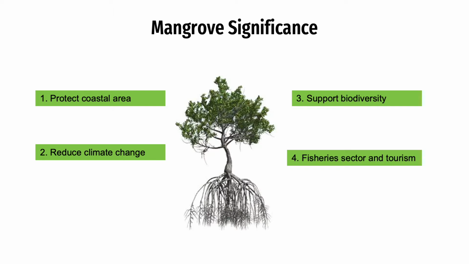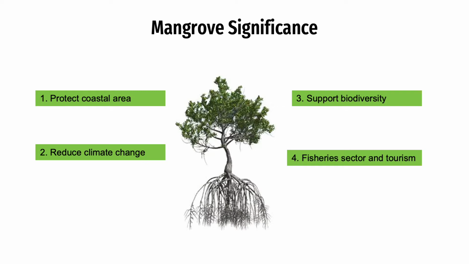Next is mangrove significance. First one is to protect coastal area by stabilizing the coastline and preventing wave and storm erosion. The sediments that flow from the land and down the rivers are trapped by dense root structure of the mangroves. Besides that, mangrove forests also protect the seagrass meadows and coral reefs from being suppressed in sediment by filtering out the sediments.